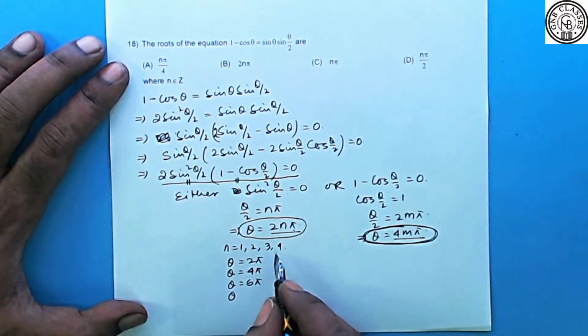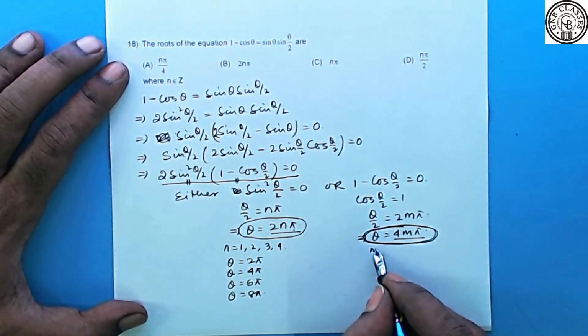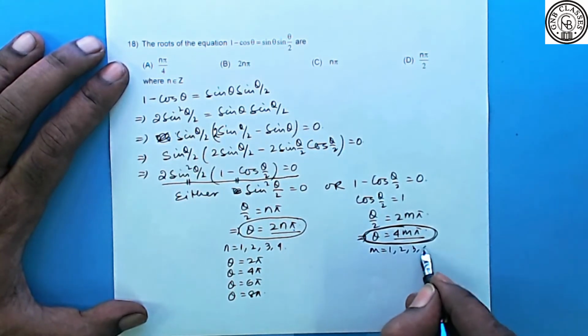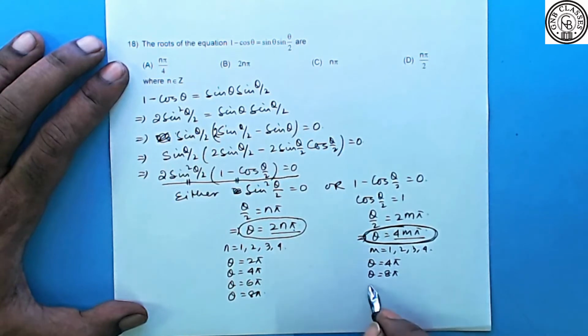When n is 4, theta is coming to 8 pi. In this case, when m is 1, 2, 3, 4, let me put those values. So theta comes to what? 4 pi, 8 pi, 12 pi, 16 pi. Observe carefully.